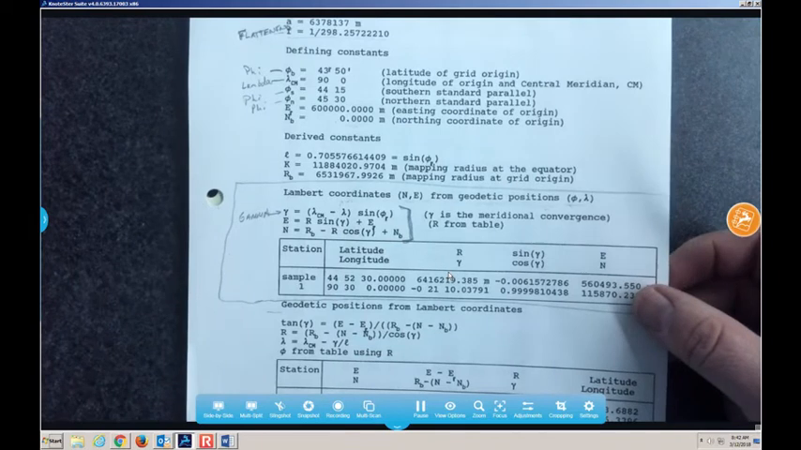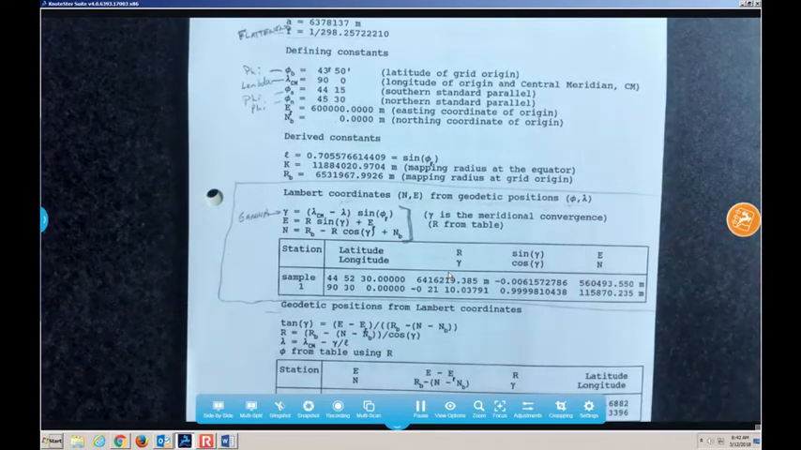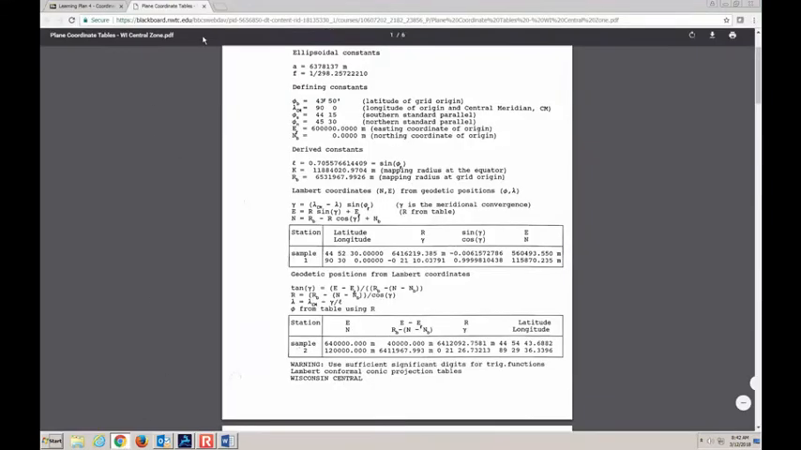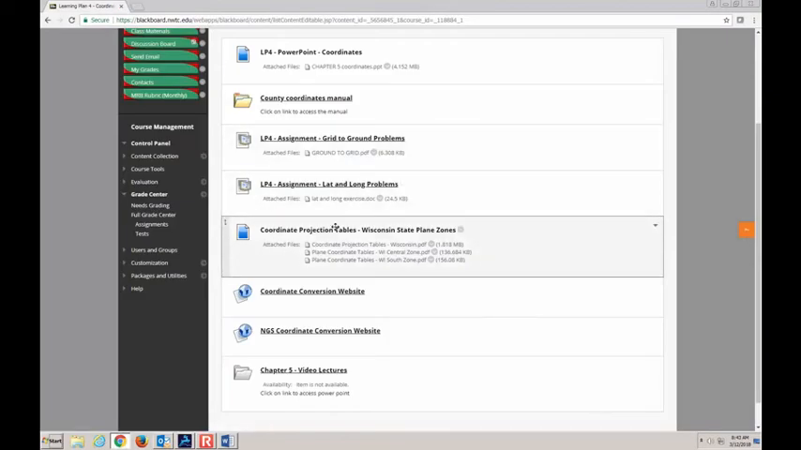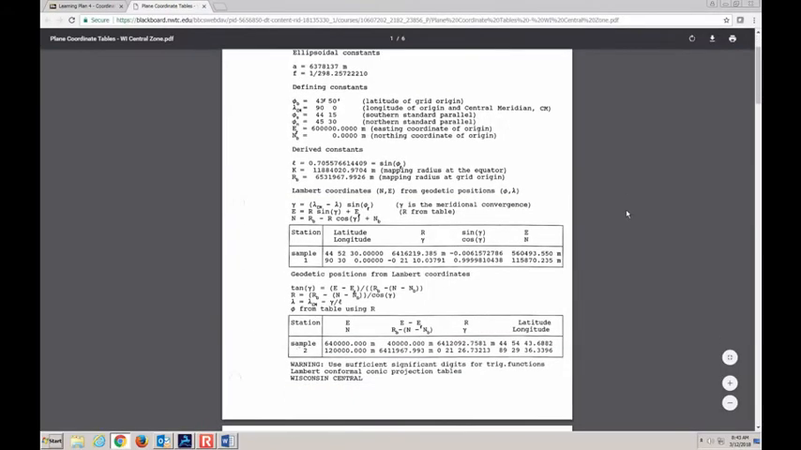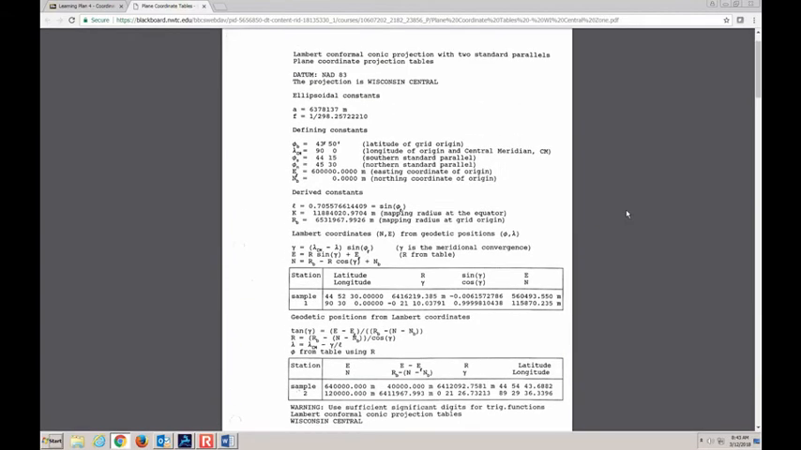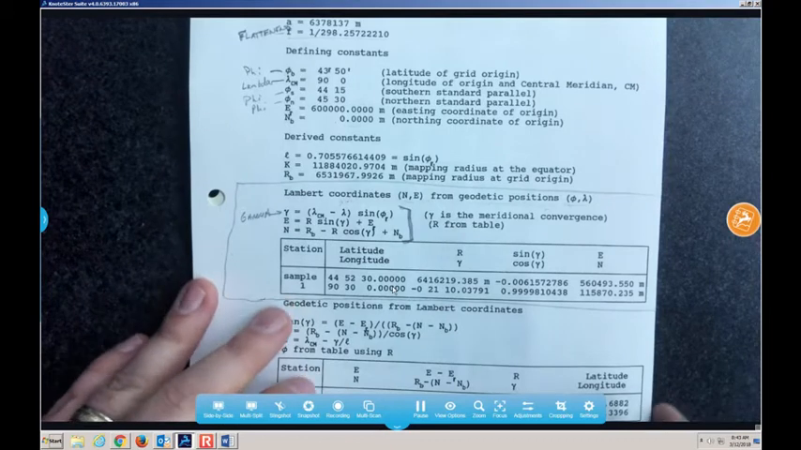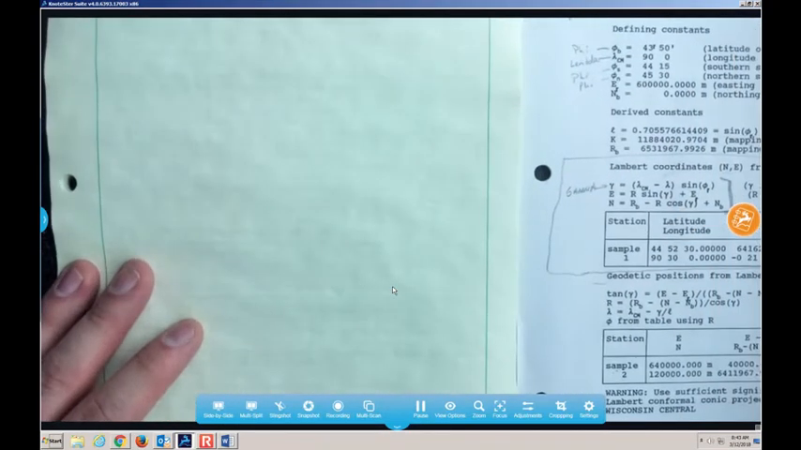Where is that located? This is located under coordinate projection tables, Wisconsin State Plane Zones, and we're in the central zone. So you click on central zone, and there it is, right there. This is exactly what I'm talking about. Okay, I'll slide this over to the side. I'm going to try to make them so they're together in here.